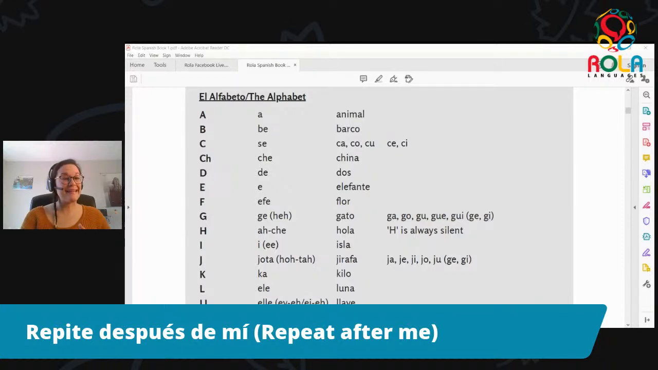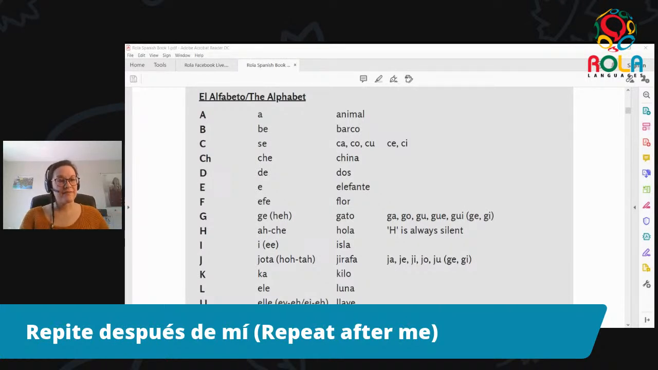Next, we have the letter I. I. Like isla. Isla. This one also can confuse English speakers because it sounds like the English letter E, but this Spanish I is English E. Okay, so they've got to keep track of those vowels.